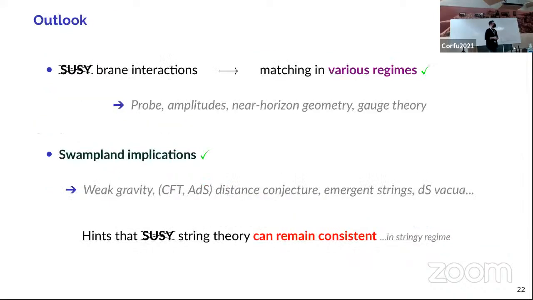So this is just a summary of what I talked about. Hopefully it was clear enough. And it looks like there are interesting connections between all this network of Swampland criteria and the dynamics of branes that could lead us to understand them more, without the crutch of supersymmetry. Thank you very much.